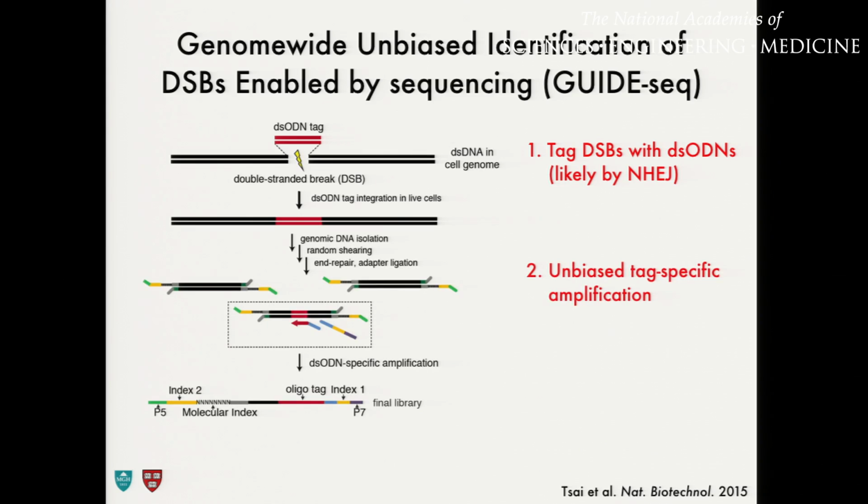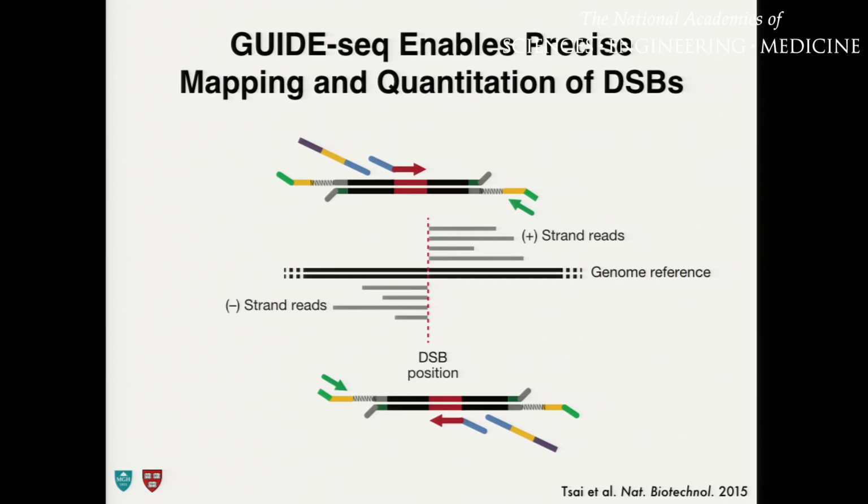Having captured these tags in living cells, we can perform unbiased tag-specific amplification to recover potential sites of double-stranded breaks. We then sequence and map the amplified fragments. Here's a diagram illustrating what we might expect. Because the tag is blunt, it can integrate in either direction, and we use primers against both the forward and reverse strands of the tag. We expect to see this characteristic bidirectional read pattern that would be a signature of a double-stranded break, with reads that emanate from the break to either the forward or reverse strand surrounding the breakpoint.